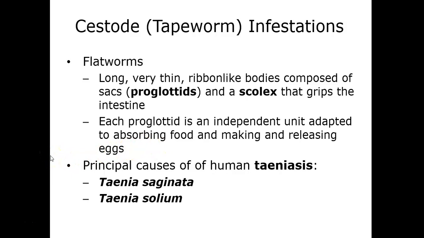The cestode or tapeworm infestations are also flatworms, but they have this long ribbon-like body. The sections of the long ribbon-like body are known as the proglottids, and these little body segments actually contain the sex cells. These are hermaphroditic, meaning that they contain both sex cells on the same worm. They have a head region known as the scolex, which has the hooks and suckers that allow them to attach to the intestinal tissue.